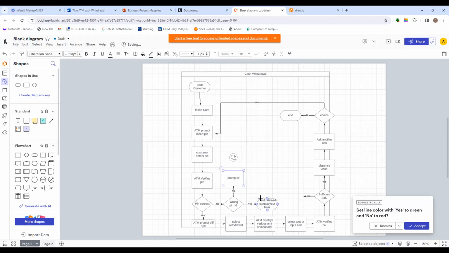Prompt waiting. Wrong what? Pin. Wrong pin. Is that not so? Yes. Is that not what we said? It will prompt a message, incorrect pin or wrong pin. And that takes us to what stage again? To insert our pin again. Yes.